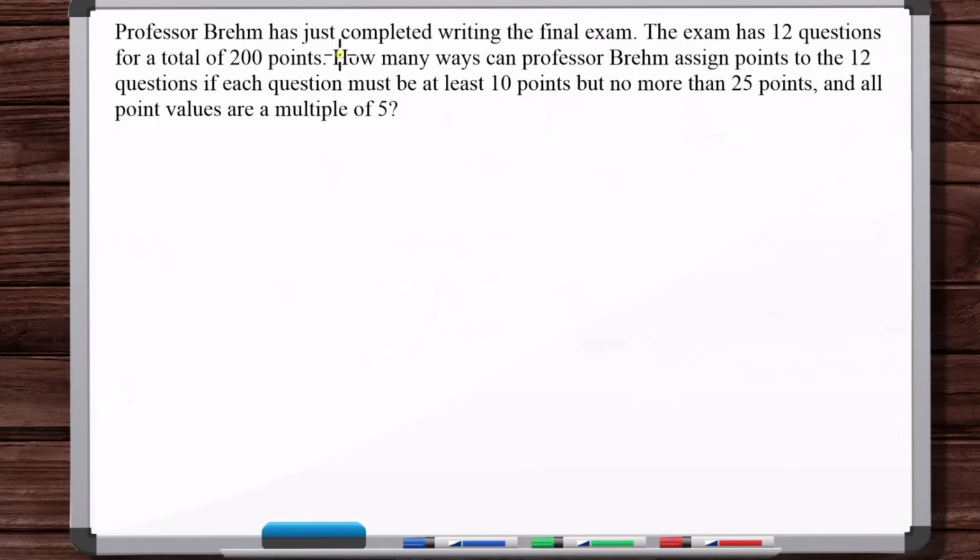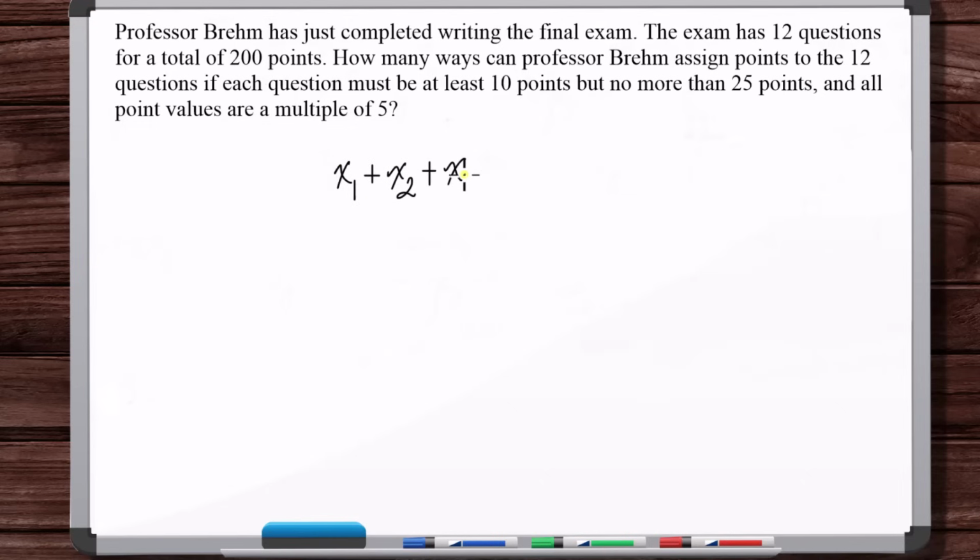Professor Brem has just completed writing the final exam. The exam has 12 questions for a total of 200 points. How many ways can Professor Brem assign points to the 12 questions if each question must be at least 10 points, but no more than 25 points? And all point values are a multiple of 5. So we can think about this as a balls and bins problem, which is usually combinations with repetition. And we can also model that this way.